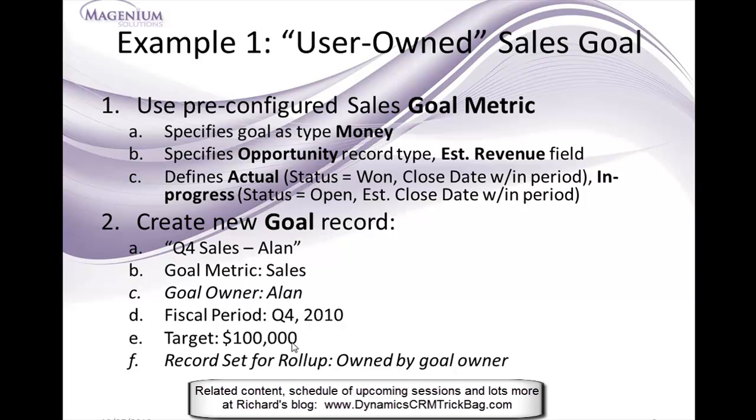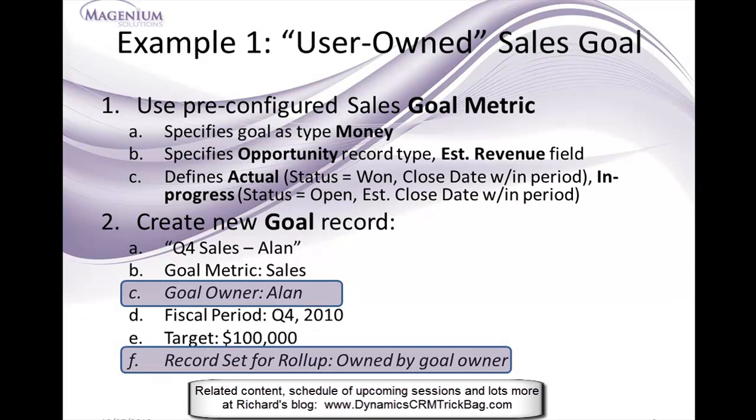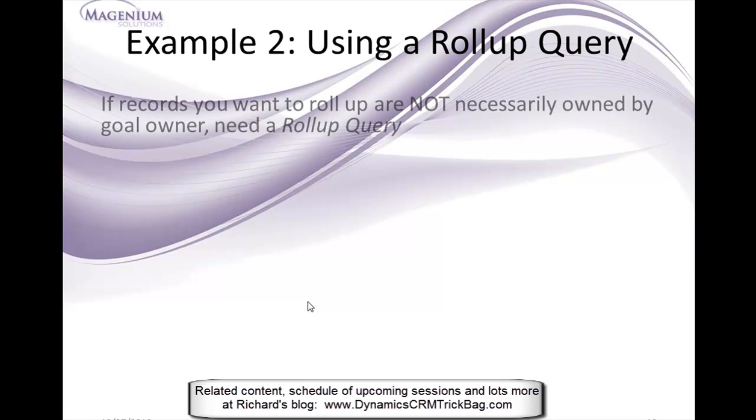It's going to have a target value, and it'll have what's referred to as the record set for roll-up. This is the tricky part, I think, at least it was for me, and I'll show you what I mean by this. This is an example of an easy one, and you'll see in a second why that is, because the record set for the roll-up is the same as the owner. And I'll show you a contrasting example of that here in example 2.